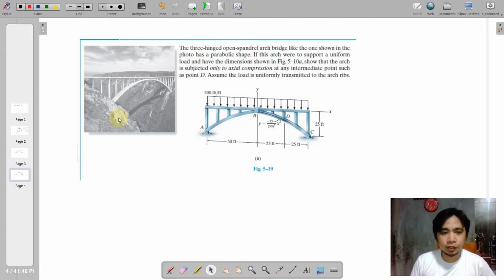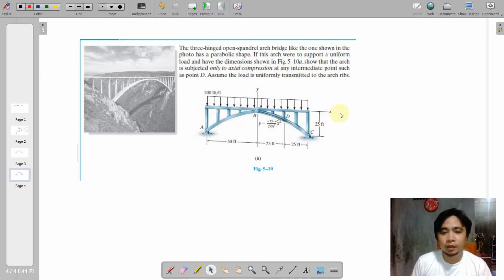Okay, so let us consider this first example here. We have a 3-hinge arc. We have the bars that are carrying this horizontal member, and along that horizontal member there is a 500 pounds per foot loading. So as we can see here, we need to determine the loading at point D, so that we are going to show that the arc is subjected only to axial compression at any intermediate point like point D.